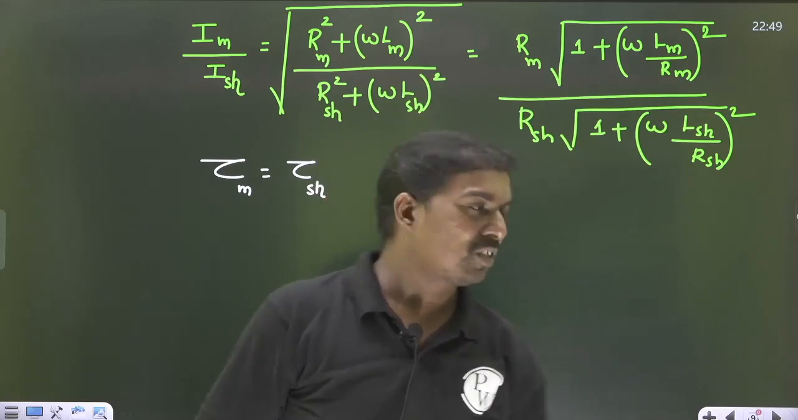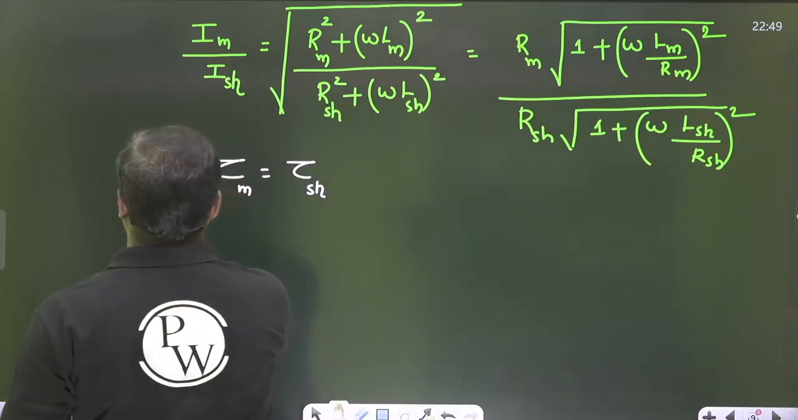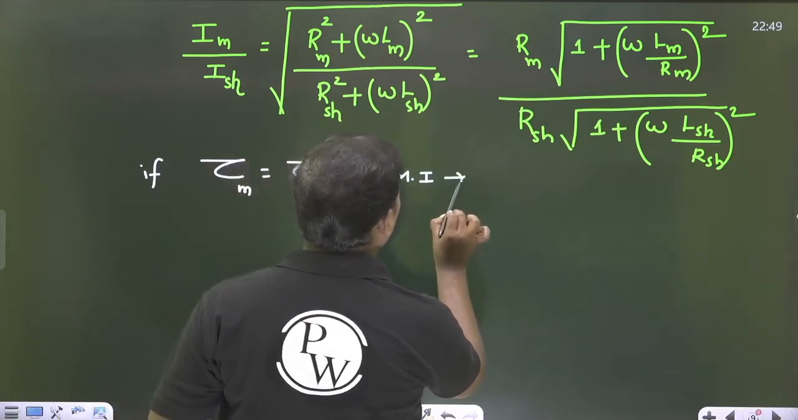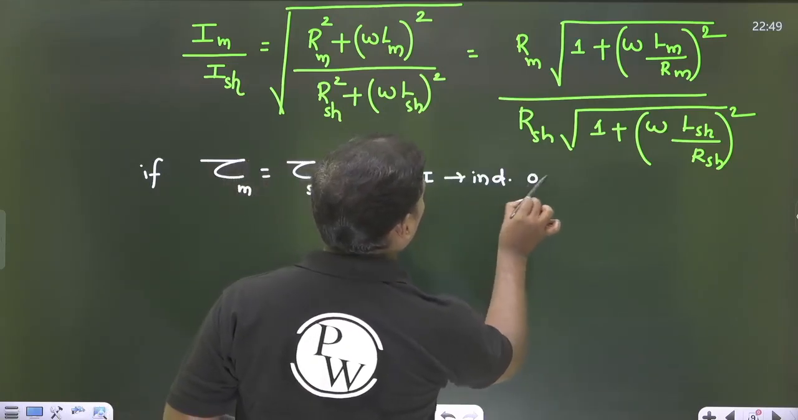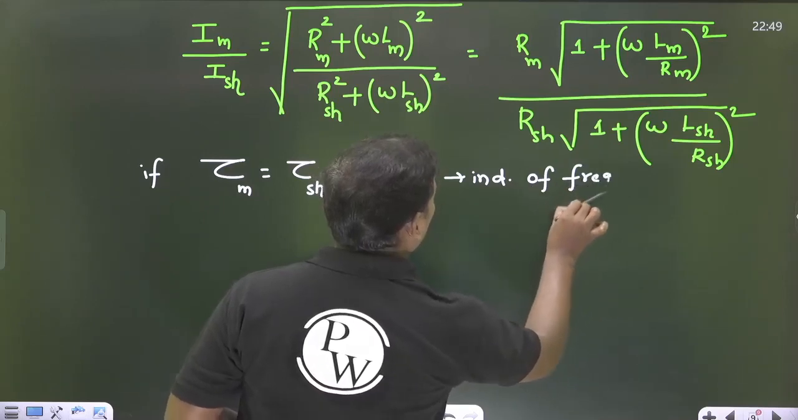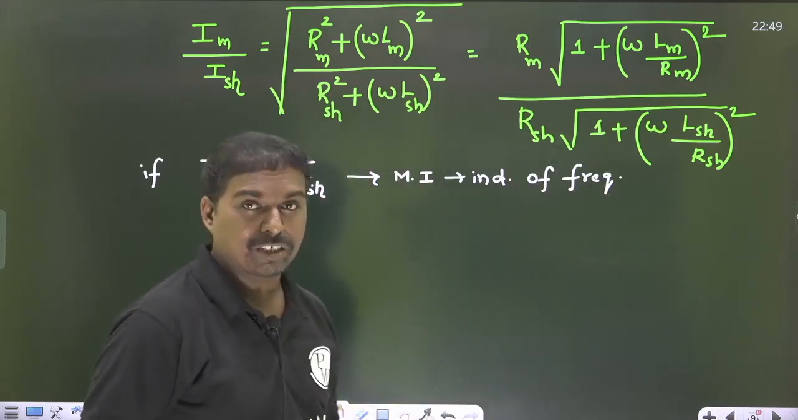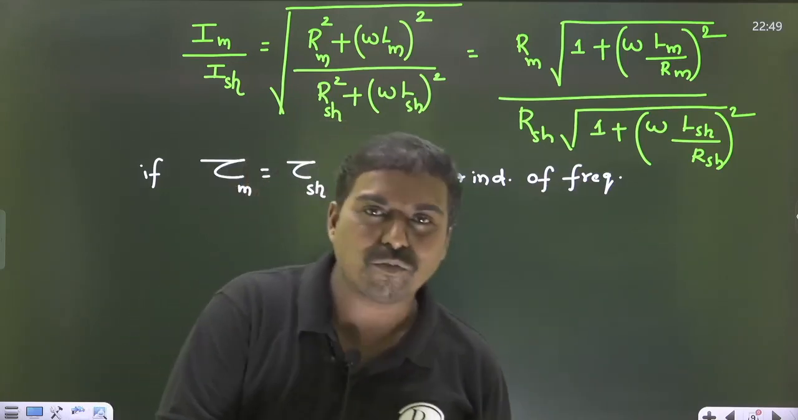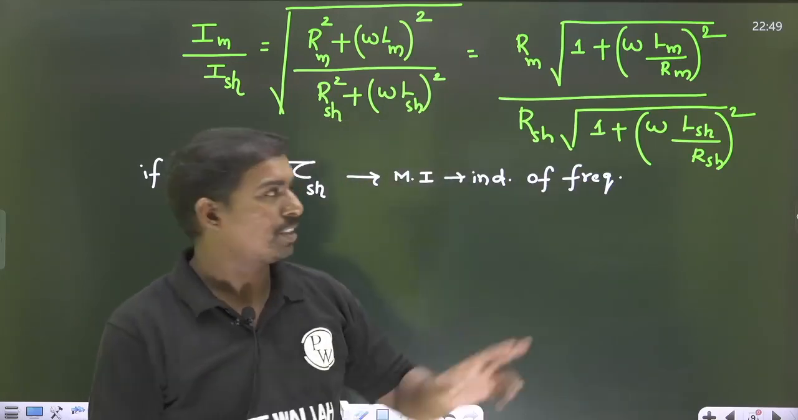Yes or no? So if that happens, Im will be independent of frequency. That is the most important point, a beautiful point of moving iron instruments. That means it is going to work like a DC. Whether it is 0 frequency or 50 Hz frequency, we are going to get the same reading.